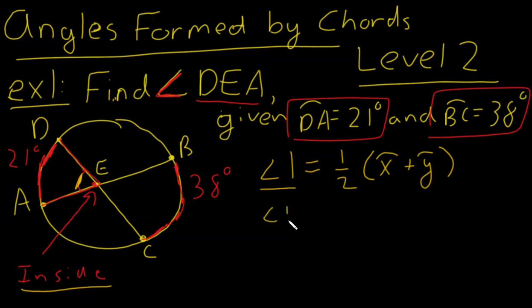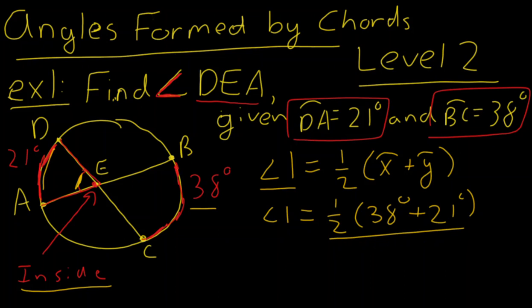So I'm going to leave this as angle 1 equals, and we'll write 1/2 parentheses. We always want to assume arc X is our larger arc. In this case, that would be the 38 degrees. And so we'll write 38 degrees plus our smaller arc, arc Y, which is 21 degrees. And whenever we look at this side, we don't see any letters or any variables, and so we just want to simplify it using our order of operations. Inside the parentheses, we have the 38 plus 21, so we'll simplify that first.